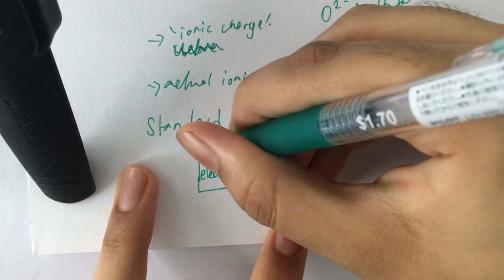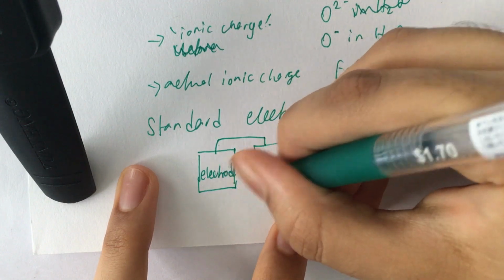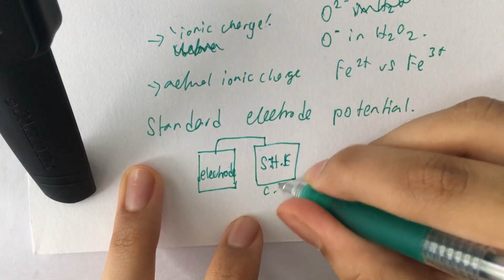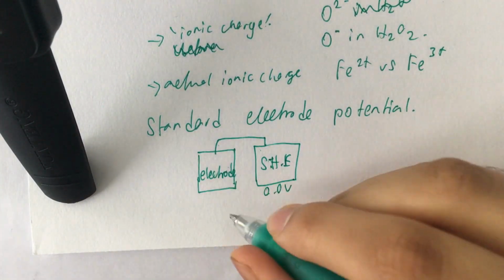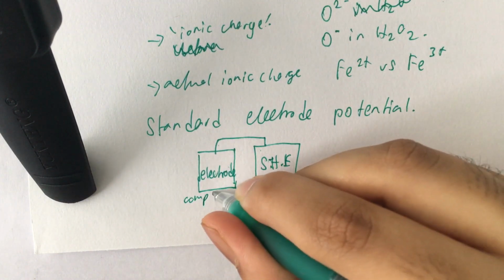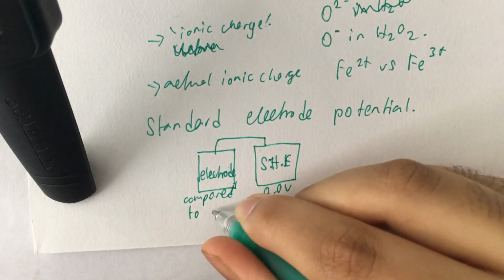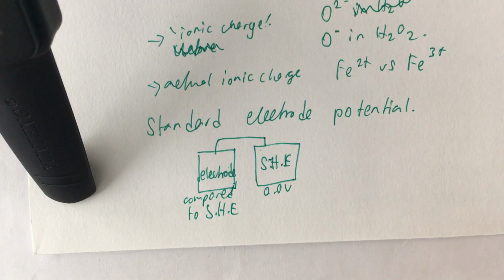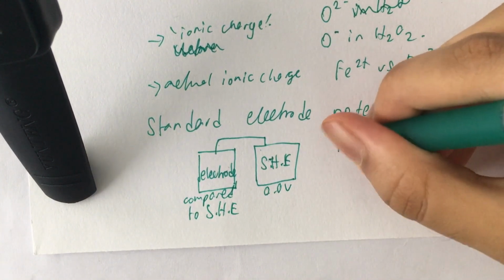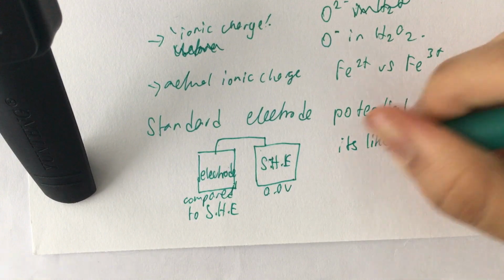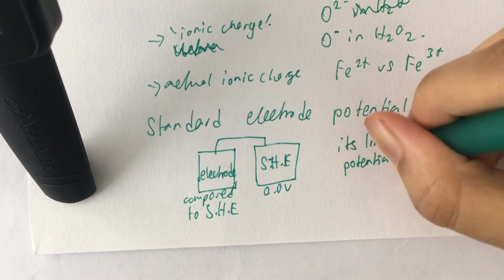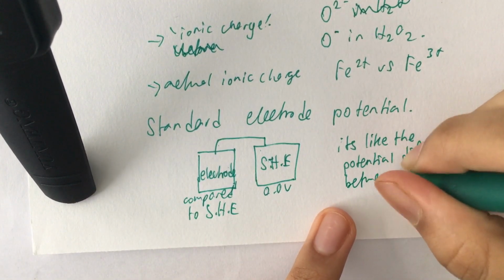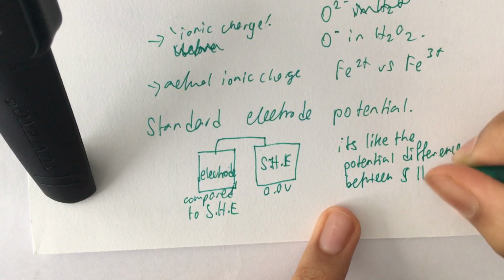reducing. So the standard electrode potential is for 1 mole of that particular species. It is expressed in volts, so that's the potential of that equation as compared to the SHE.